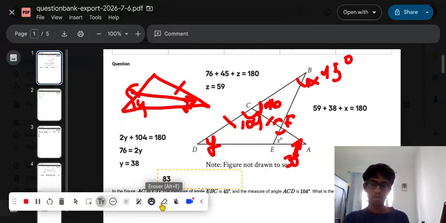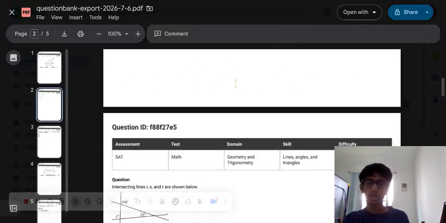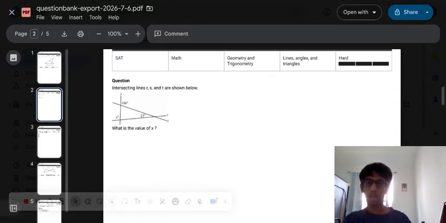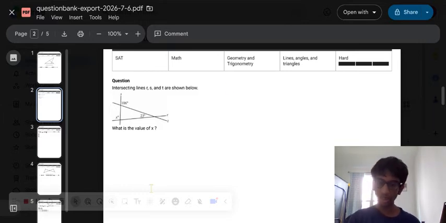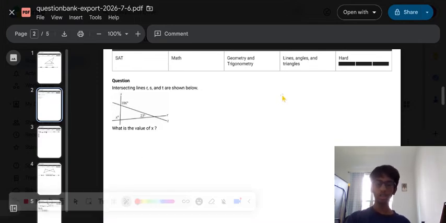Moving on to the next problem, let me erase. And moving on to the next problem, it says, intersecting lines R, S, and T are shown below. What is the value of X? I'll tell you two ways to do this. I'll show you the long way first before telling you the shortcut way.